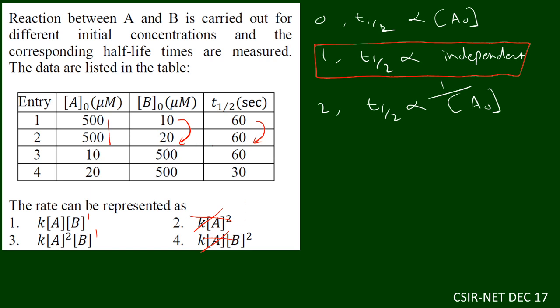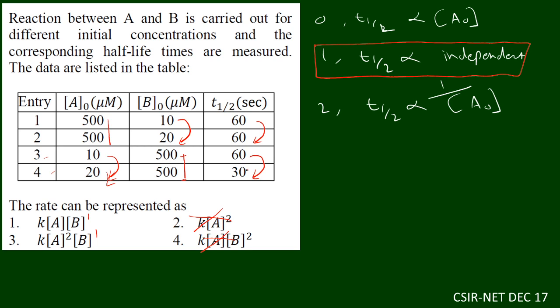And again, see the concentration of B, 500, is constant in experiments third and fourth. The concentration of B is constant, and the concentration of A is doubled. If the concentration of A is doubled, then the half-life decreased by half.